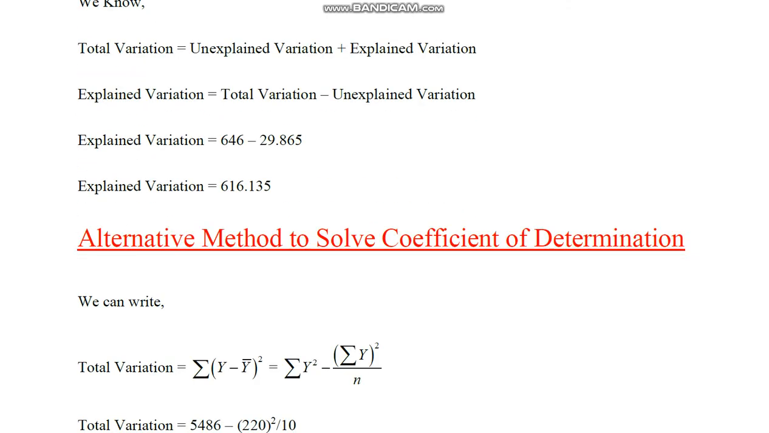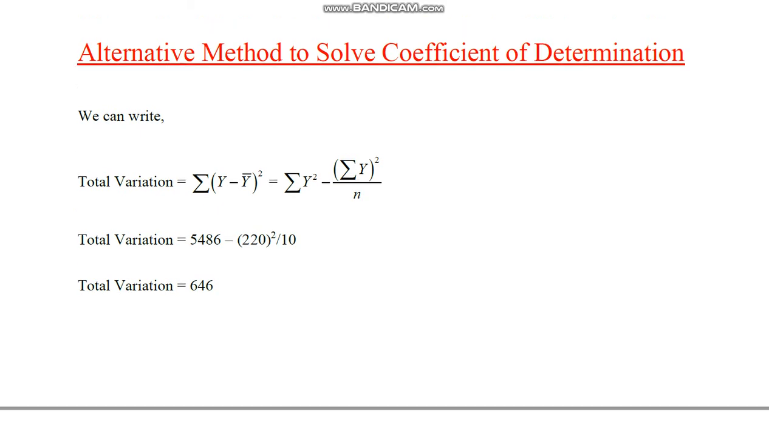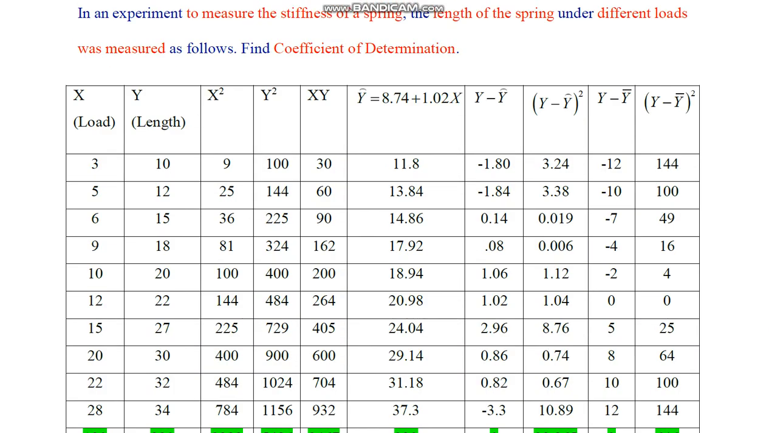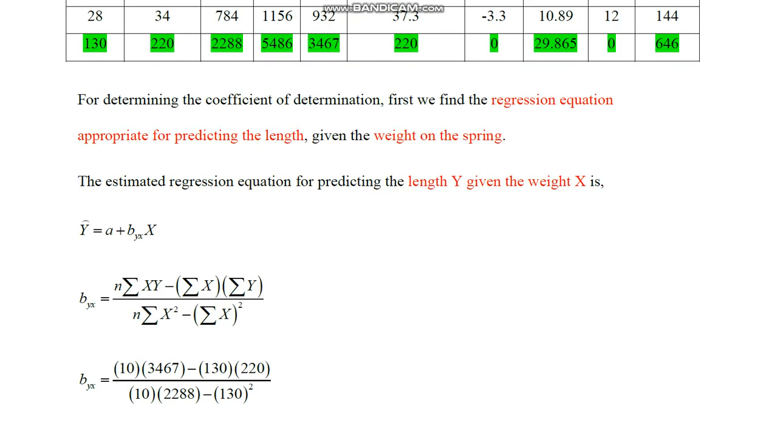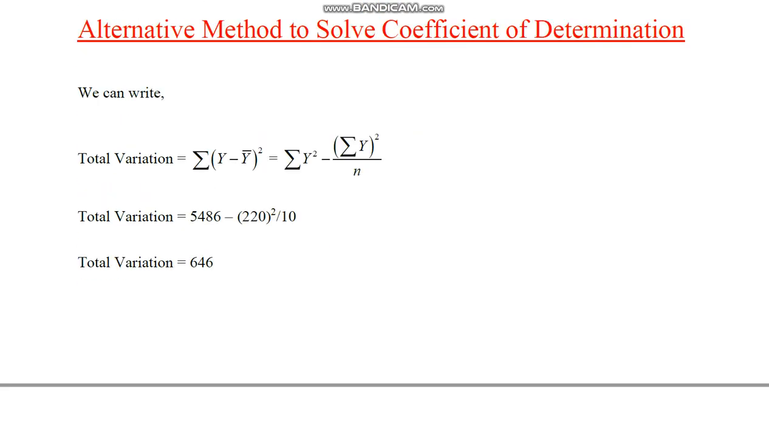Another alternative method to solve the coefficient of determination: for total variation we write summation (y minus y bar) square is equal to summation y square minus (summation y) whole square over n. We get these values from the table directly. In this way we do not need to perform any regression. We simply obtain values from this table: x, y, x square, y square, xy. We do not need to perform this section. So this is an easy method, and put the values here.